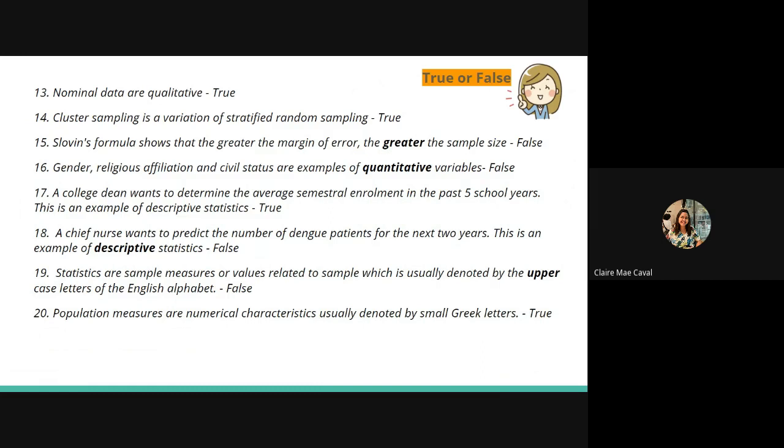Okay? But the difference is in your cluster sampling, the groups or clusters are heterogeneous units, while in your stratified random sampling they are homogeneous or of the same kind. Okay? Slovin's formula, a bit related to stratified random sampling. Okay? So Slovin's formula shows that the greater the margin of error, the greater the sample size. False class, this should be the lesser.